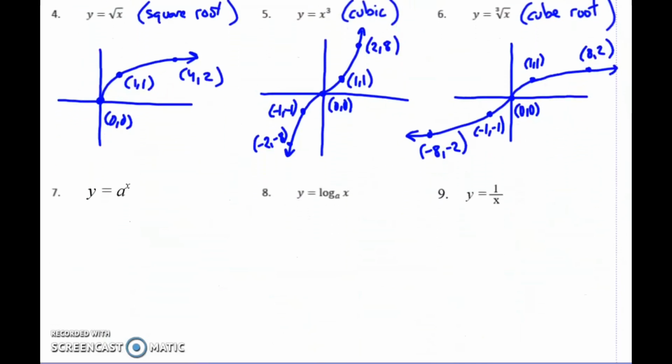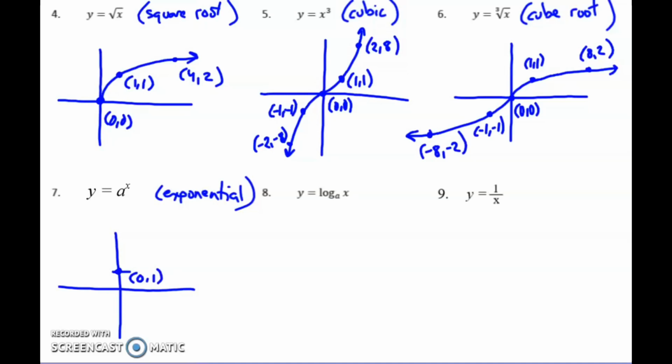The next one you probably remember from Algebra 2. This is our exponential. Y equals a to the x, and it depends on what our base of a is. For our graph, we have a pattern here. One point that's on all exponentials, unless we do some sort of shift or dilation, is going to be 0, 1.